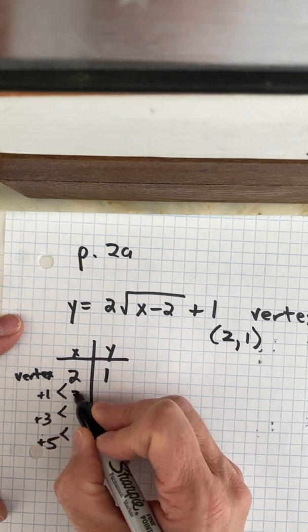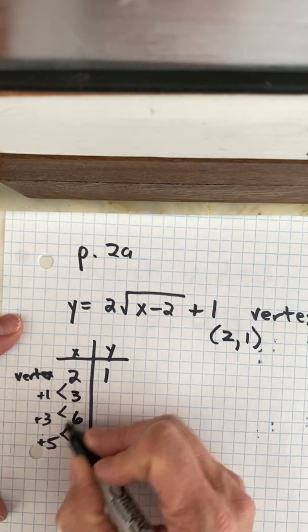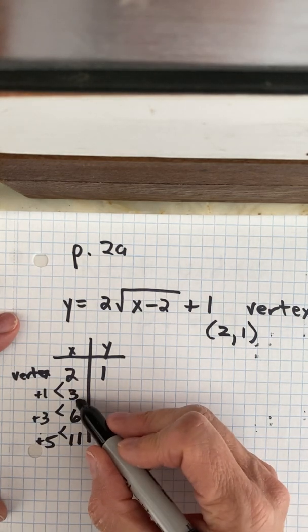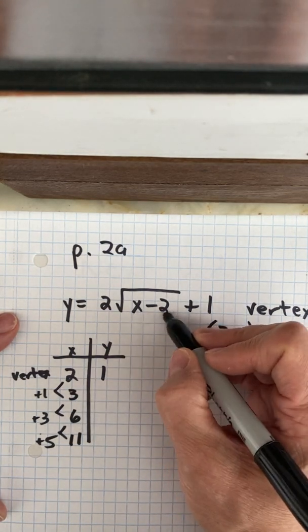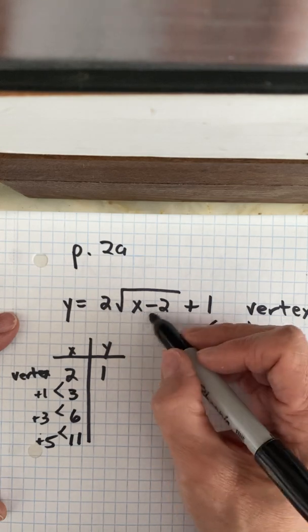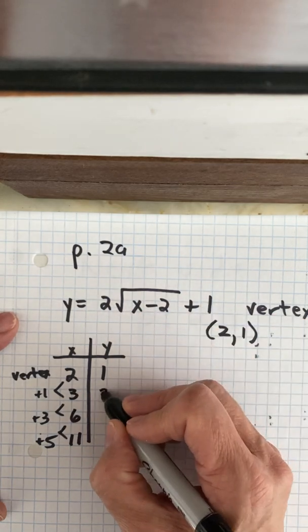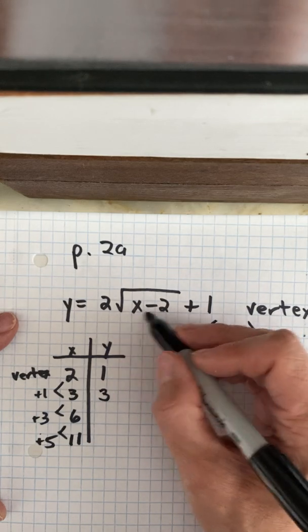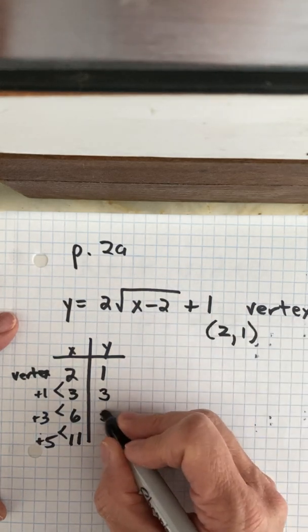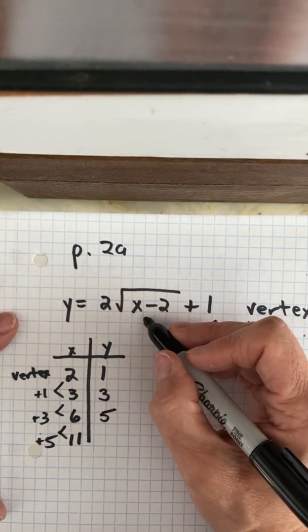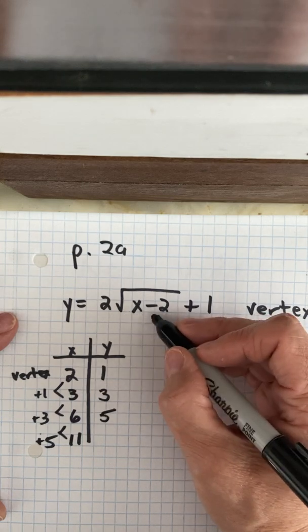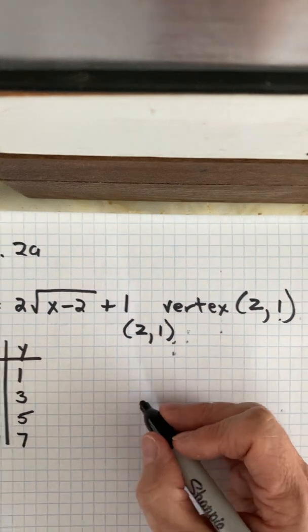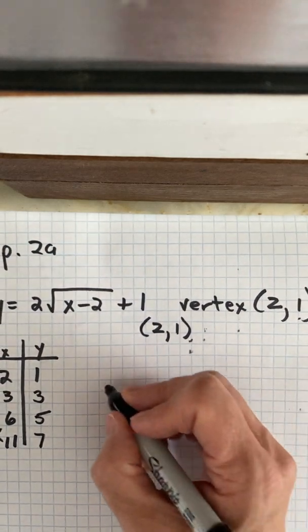I add 1, 3, add 3, 6, and 11. So I pick those numbers. Let's plug in these numbers. 3 minus 2 is 1. Square root of 1 is 1. 2 times 1 is 2 plus 1 is 3. 6 minus 2 is 4. Square root of 4 is 2. 2 times 2 is 4 plus 1 is 5. 11 minus 2 is 9. Square root of 9 is 3. 2 times 3 is 6 plus 1 is 7. So I can graph these values.